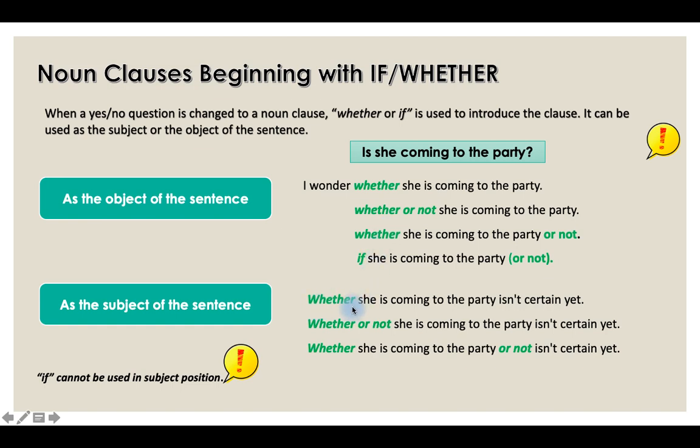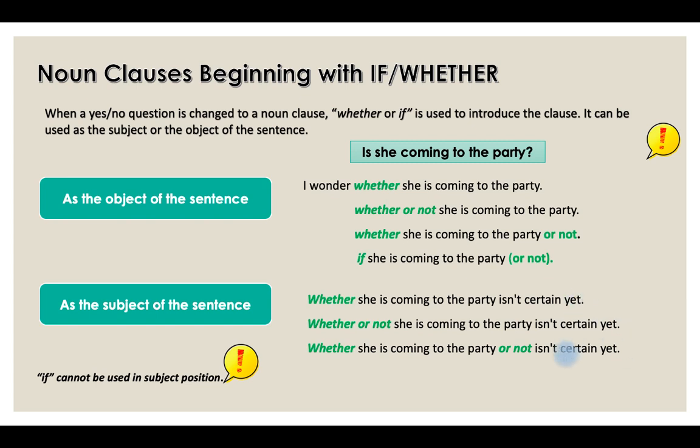Let's look at these sentences. Whether she's coming to the party isn't certain yet. So we cannot say if she's coming to the party isn't certain yet. No, because only whether is used in the subject position. Whether or not she's coming to the party isn't certain yet. Whether she's coming to the party or not isn't certain yet. All three variants are possible.